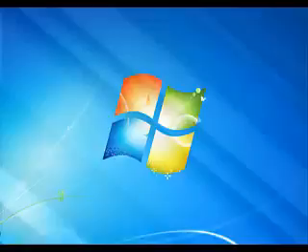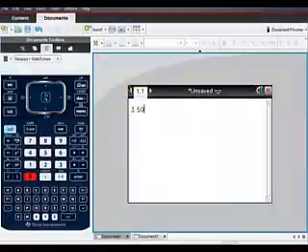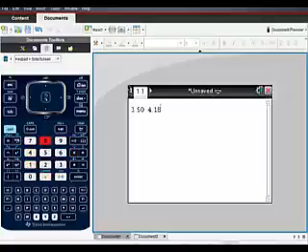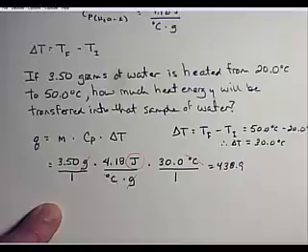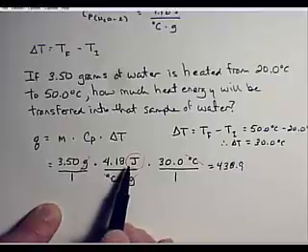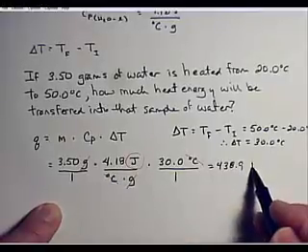So 3.50, went off the screen, 3.50 times 4.18 times 30.0, enter, and we get 438.9, and the only units left are joules.